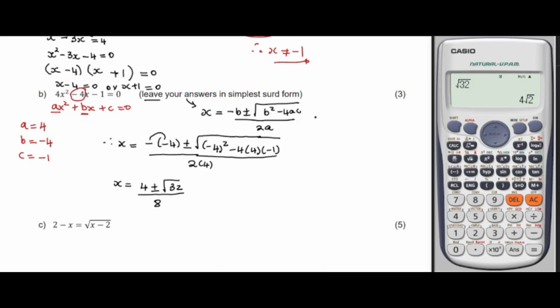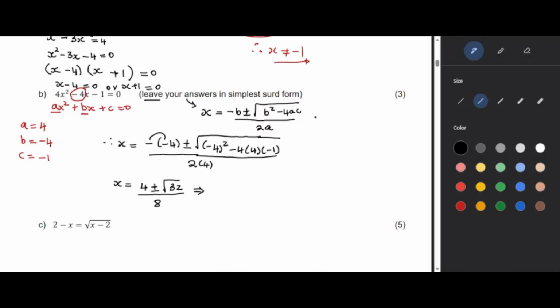So this is the same as saying x is equal to 4 plus or minus 4 root 2 divided by 8. But we can still continue and take out the 4 as a common factor. We have the 4, we have the 4, and it's plus or minus. So x will be equal to 4 taken out as a common factor, or we can just leave this as 4 minus 4 root 2 divided by 8, or the value of x is equal to 4 plus 4 root 2, everything divided by 8.